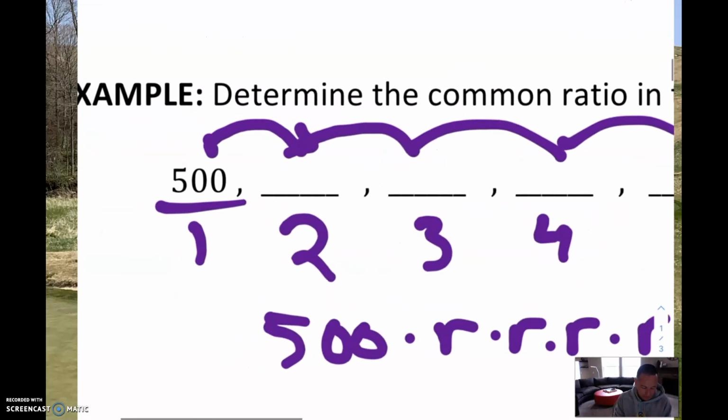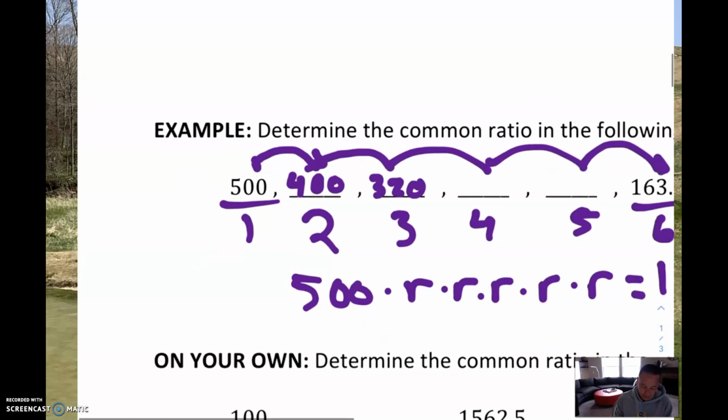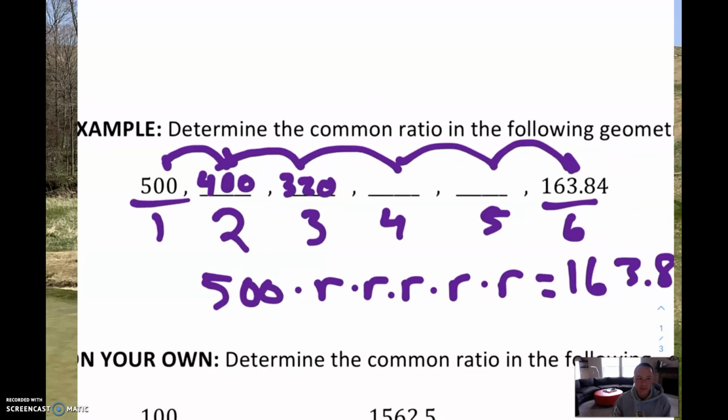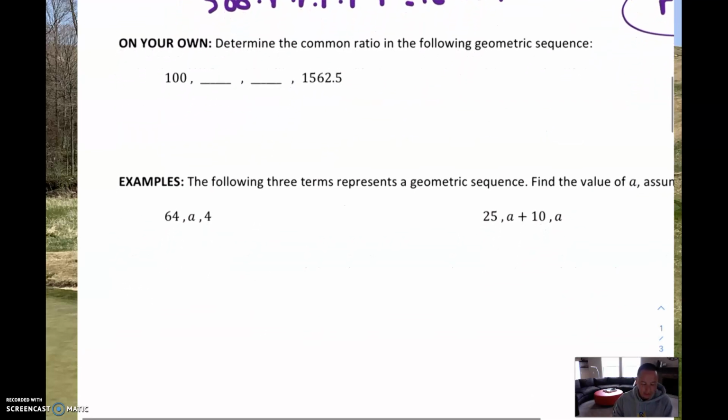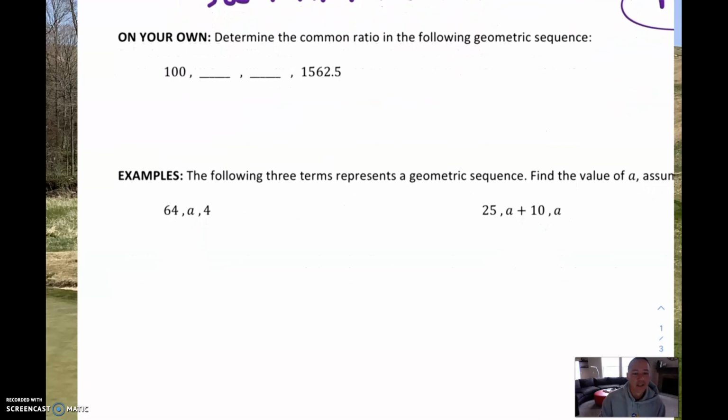So what's happening is from one term to the next term, it's just multiplying by 0.8. So if you took 500 times 0.8, it would give you 400. If you take 400 times 0.8, it gives you 320, and so on until finally the sixth term would be 163.84. So go ahead and try the next one on your own. Pause the video here, and when you're done, come on back.